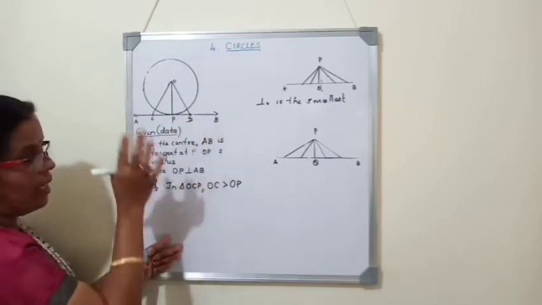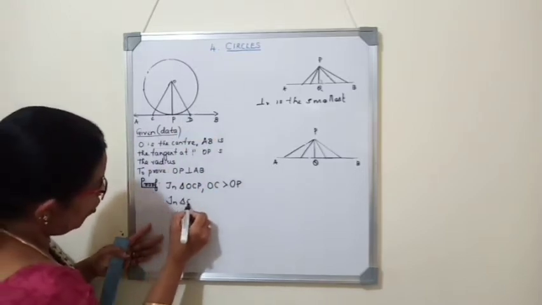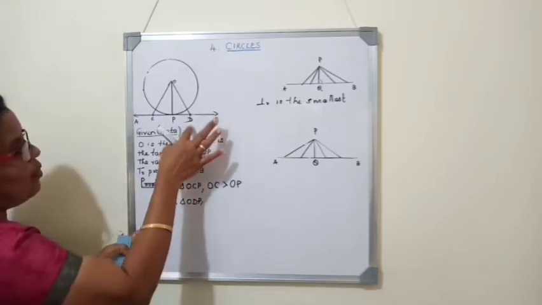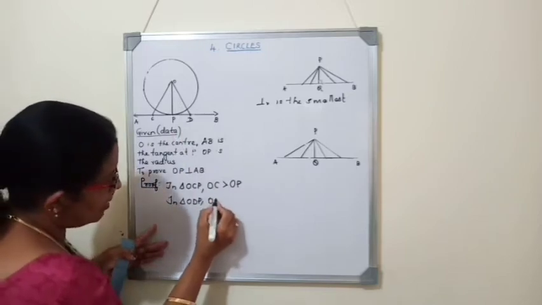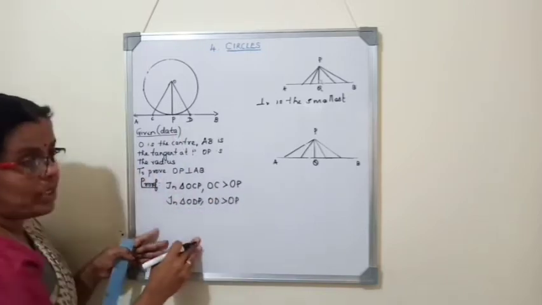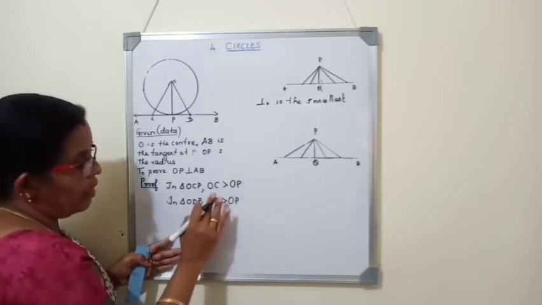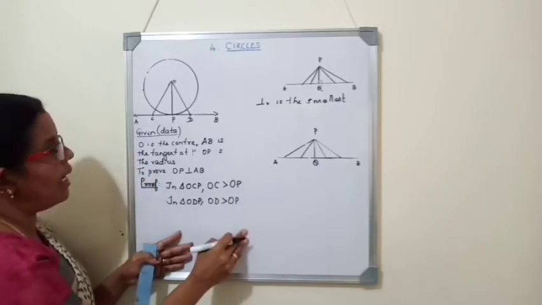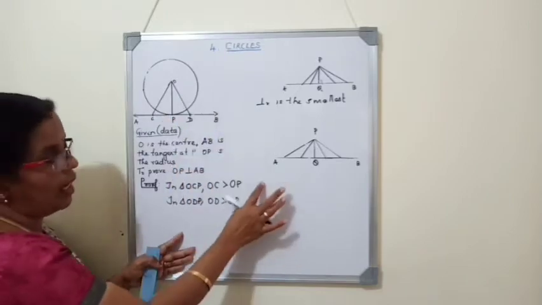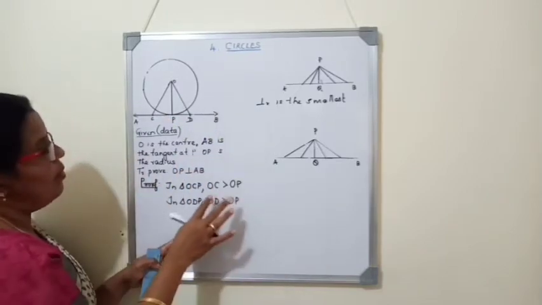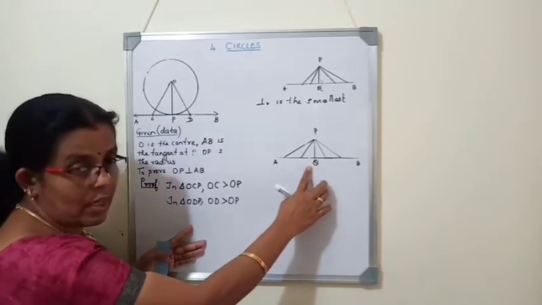Now we will consider the next triangle. In triangle ODP, which will be greater, OD or OP? OD is greater than OP. So tell me what is the reason? Whenever we write a theorem, in the proof we have to write the statement and the reason. What is the reason we will write? C and D are not on the circumference of the circle. They are on the straight line AB. That is the reason.